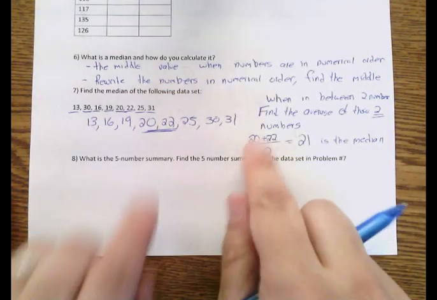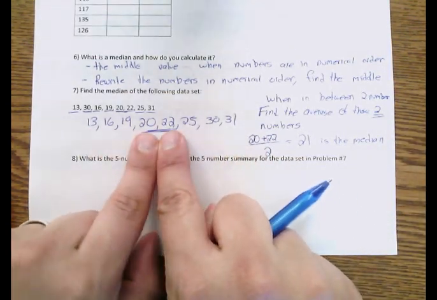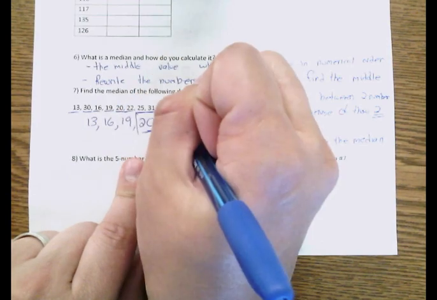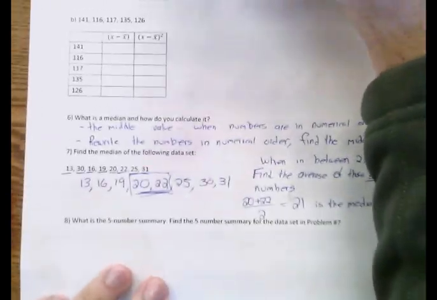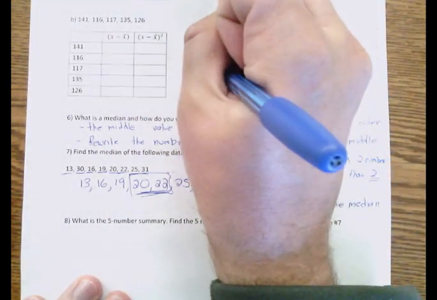Okay, so you're going to count your way in. If you're stuck between 2 numbers, take the average of just those 2 numbers. So what if we aren't stuck between two numbers? Here's just a quick example.